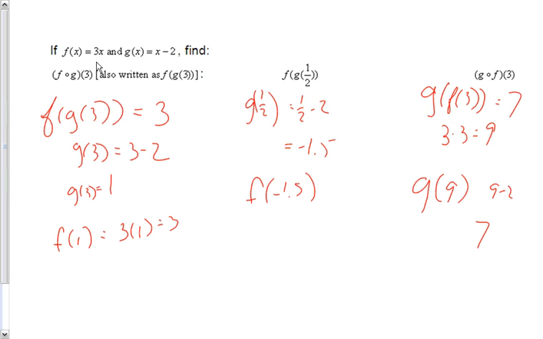Well, I go into my f function on the left. That's 3 times negative 1.5. That's negative 4.5. So this is negative 4.5. I'd like to just swing around and plug them in and go as I see. It seems like an easier method for me.